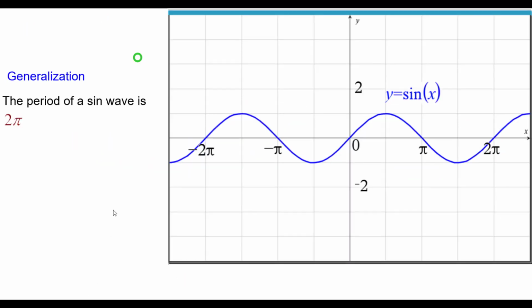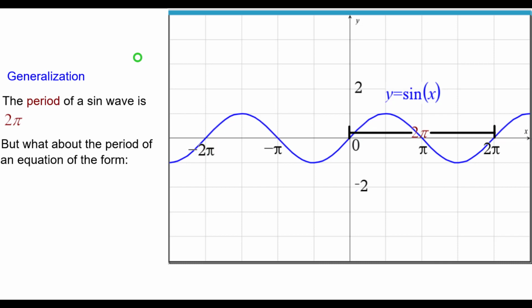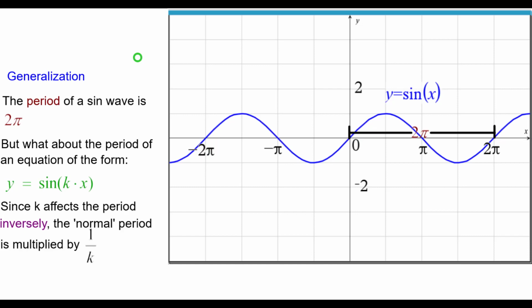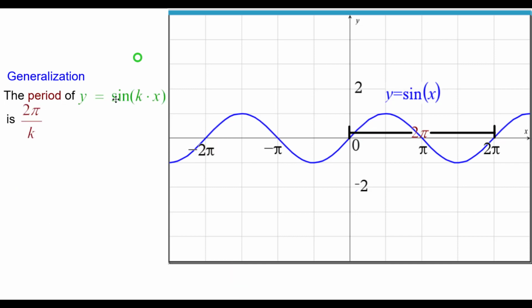So let's generalize. The period of a sine wave is normally 2 pi. But what about the period of an equation of the form y equals sine of the quantity, some constant, which we'll call k, times x? You might recall, since k affects the period inversely, the normal period is multiplied by the reciprocal of k. That is, the period of y equals sine of the quantity k times x is going to be 2 pi over k, which is 1 over k times 2 pi. Again, the period of y equals the sine of a constant times x is 2 pi divided by that constant.